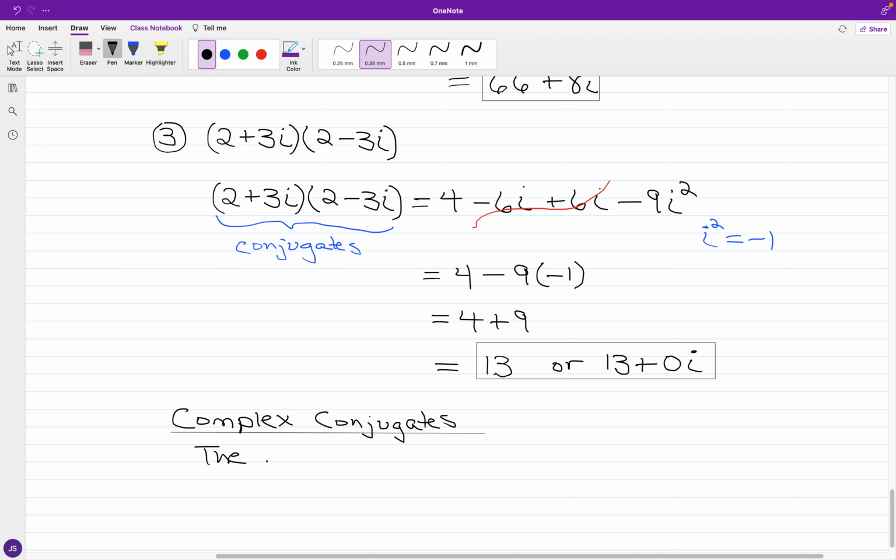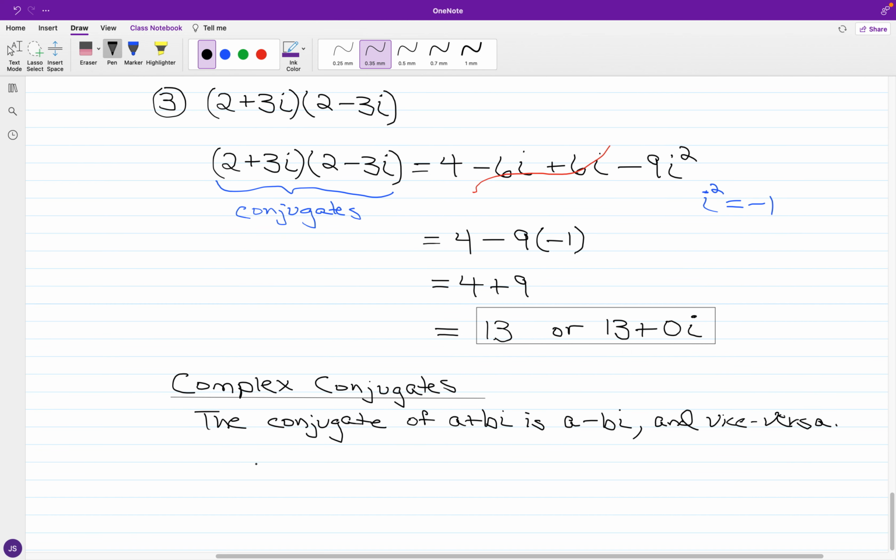Okay, and again, what would be referred to as conjugates. Now, we had a sample with 2 plus and 2 minus 3i. So you have the conjugate of a plus bi is going to be a minus bi, and vice versa. Right, the conjugate of a minus bi is going to be a plus bi.